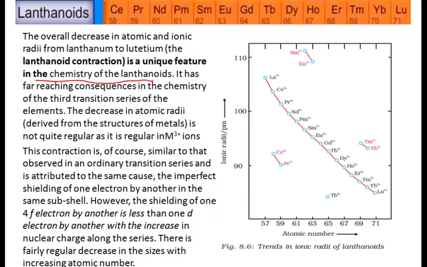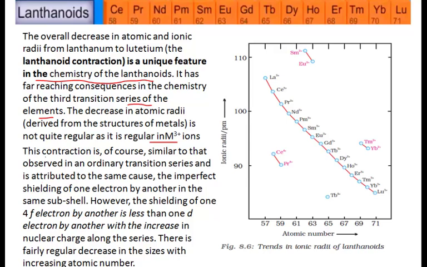Now we will discuss the after effects or consequences of lanthanoid contraction, how it has changed the chemistry of elements. Basically, it has far-reaching consequences in the chemistry of the third transition series of elements, and how there is a resemblance of the third transition series to the second transition series. The decrease in atomic radii is quite regular, as it is more regular in M3+ ions. As you can see in the figure, there is a regular decrease in ionic radii or atomic radii.